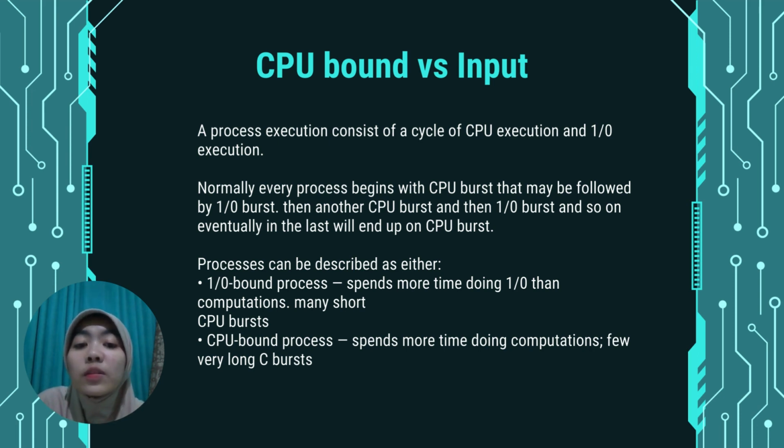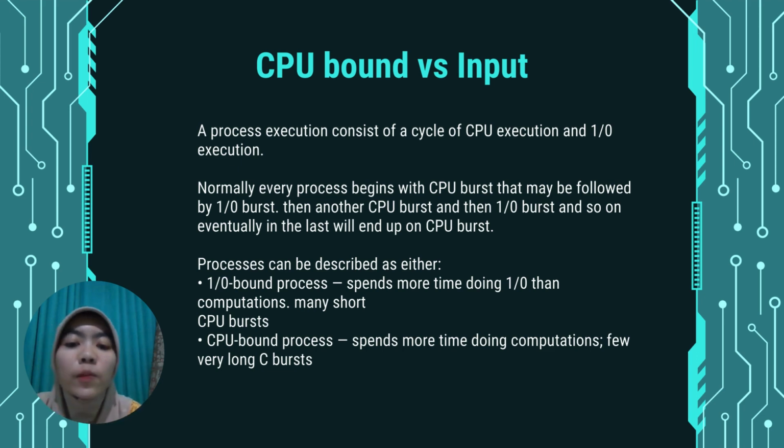They perform relatively fewer computations on the CPU compared to input or output operations. Examples of input-output bound processes include file input-output operations, network communication, and user interface interaction. Input or output bound processes typically have short CPU burst times as they spend a significant portion of their execution time waiting for input-output operations to complete.